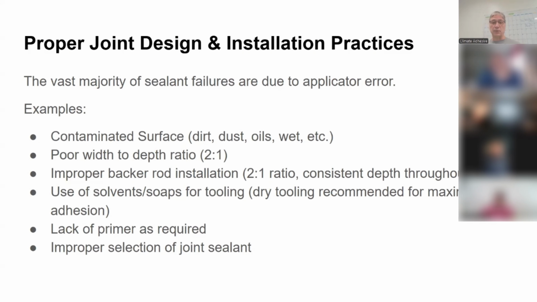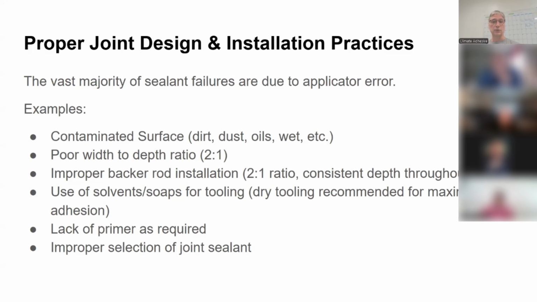And then improper backer rod installation. Depending on the joint design, our backer rod is going to give us our 2:1 width to depth ratio. But what we also want in that joint is consistency of the depth. You don't want a 1/2 inch depth at the bottom of your joint, and then as it creeps up, you're getting to a 1/4 inch or something to that effect. You want it consistent throughout that joint. That way the joint moves consistently as well.